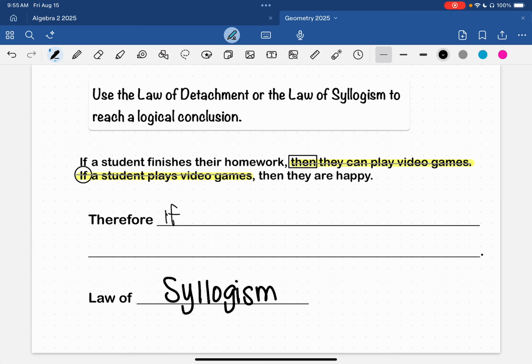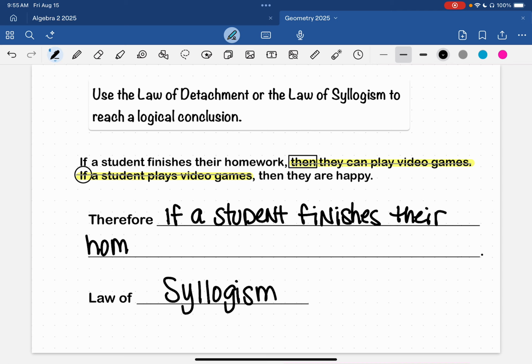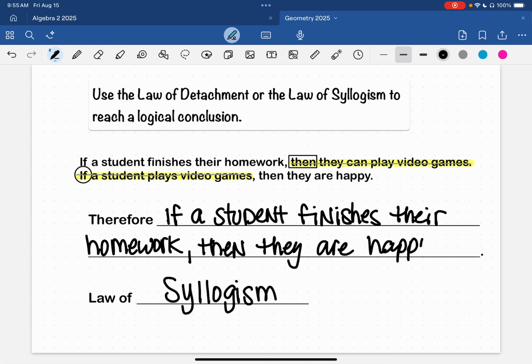So, hold on. There we go. If a student finishes their homework, and I'm to the comma right now, so I'm going to put the comma, and I'm going to go to sentence 2, then they are happy. Okay? And that's going to be our last question for today. Don't forget you can use your notes, and this came from lesson 1.3.